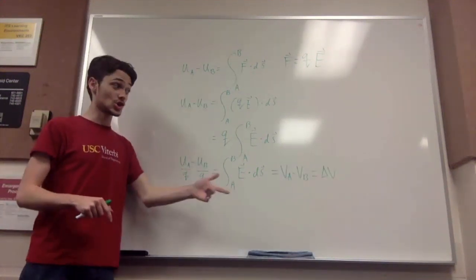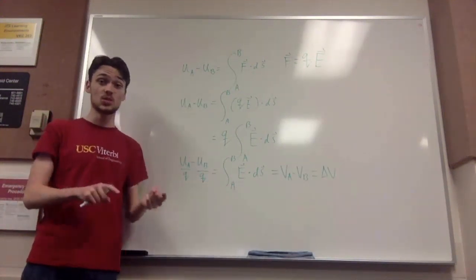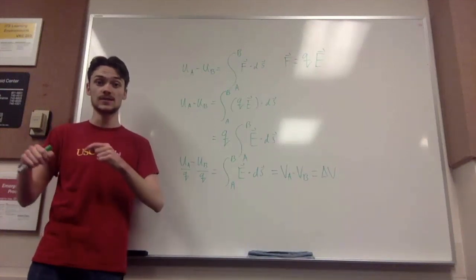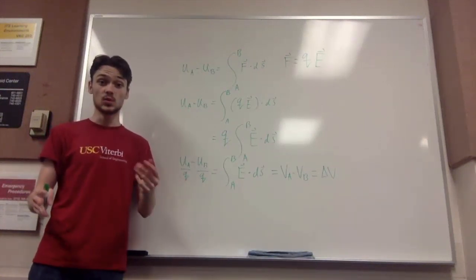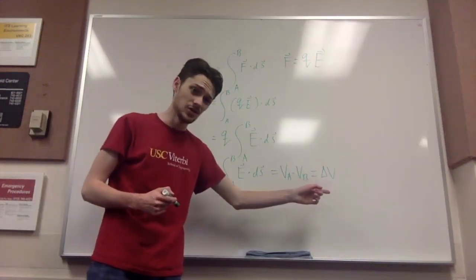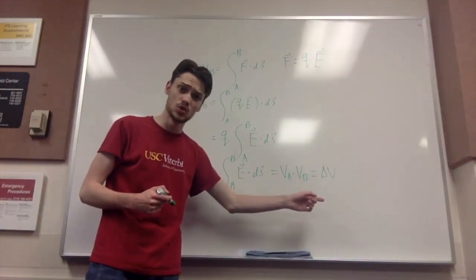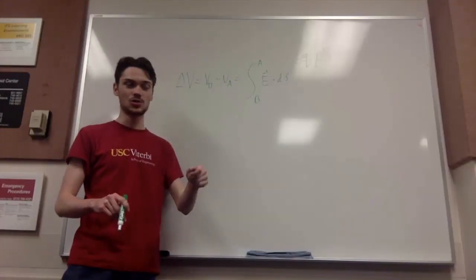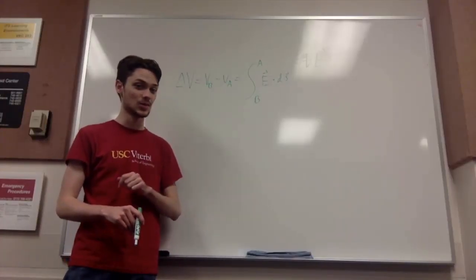And so it's going to turn out that this is going to be equal to VA minus VB, or delta V, which is our voltage drop across the 2 points. By the way, voltage is in terms of joules per coulomb. So let's try and use this golden little relationship to solve a sample problem, shall we?